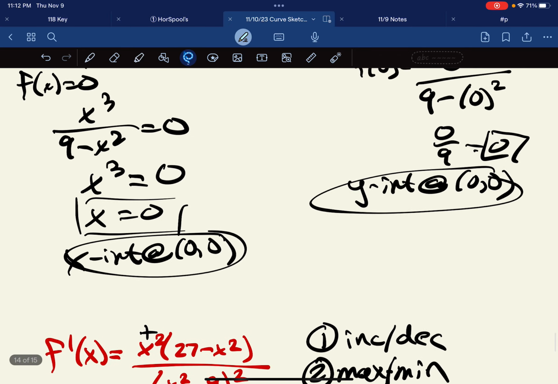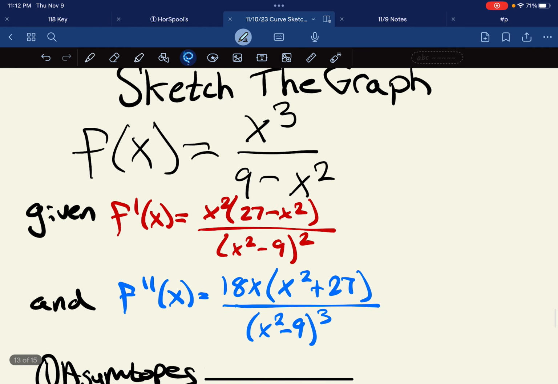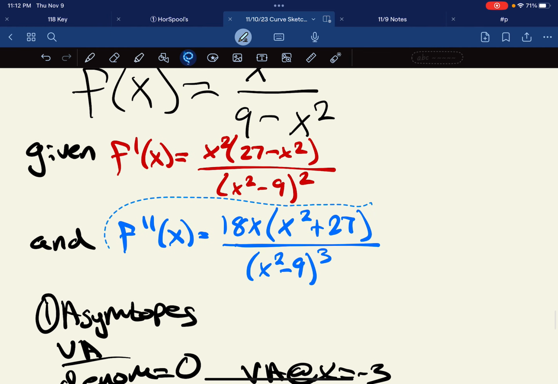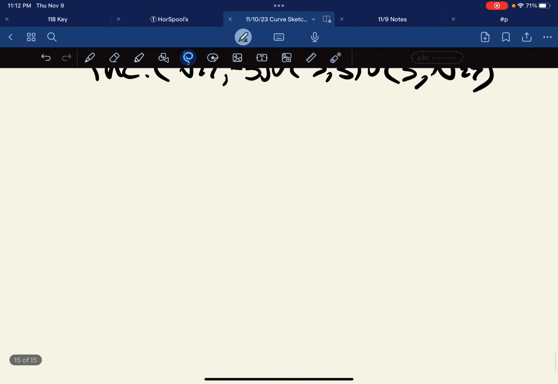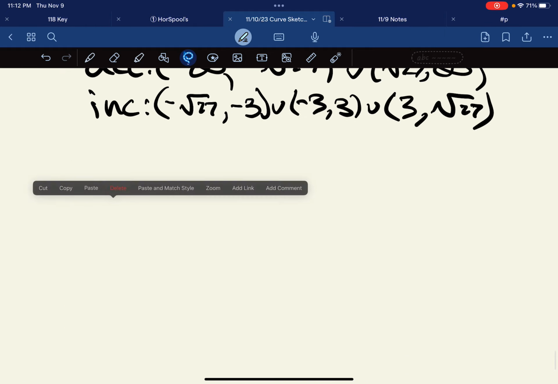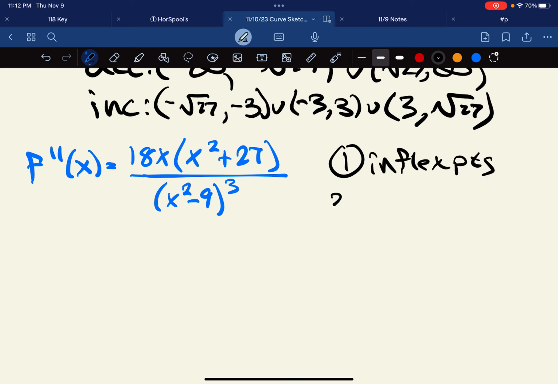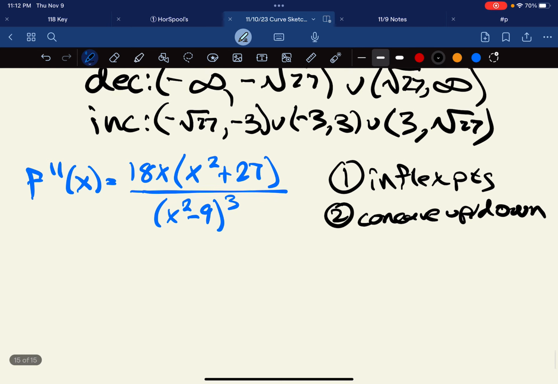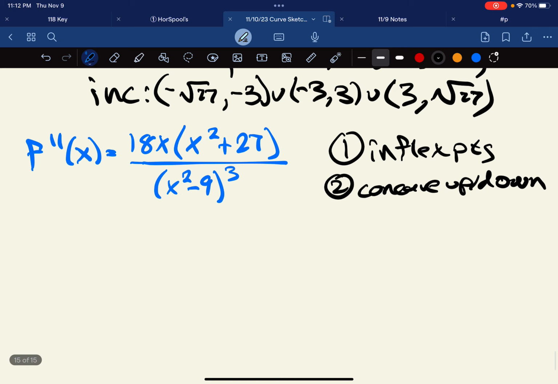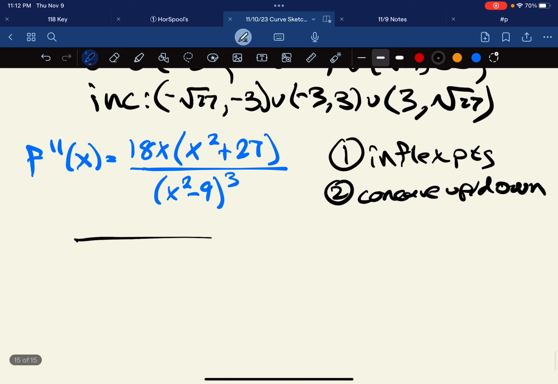All right, so now the only information we have left to compile is going to be stuff from our second derivative. And the second derivative is going to be this function. And what we care about with our second derivative is inflection points, and we care about concave up and down. What intervals are we concave up on, and what intervals are we concave down on? We need to make a sign chart for this as well.